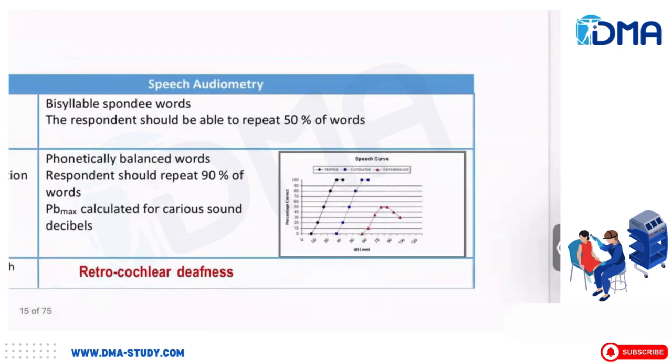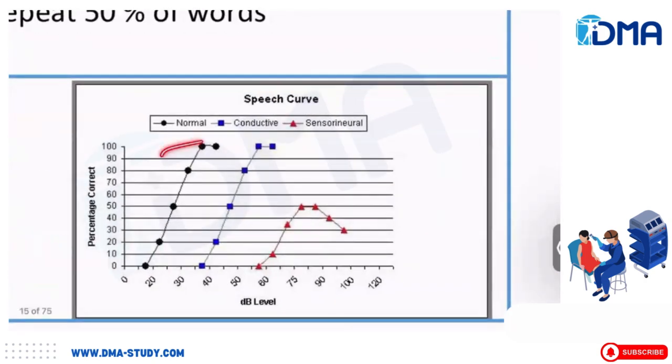See here, we are going to plot the PB max for a normal person, conductive loss person, and sensory loss patient with retrocochlear pathology. The normal person and conductive loss patient will have a PB max like this, and it will go steadily. This abrupt fall of the curve is called the rollover phenomenon, seen in retrocochlear deafness.